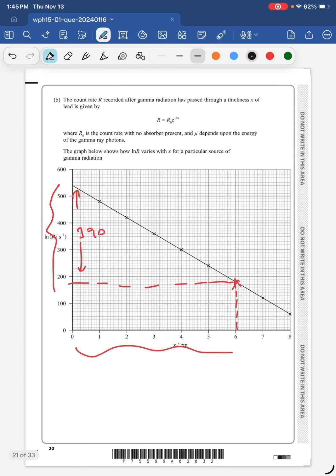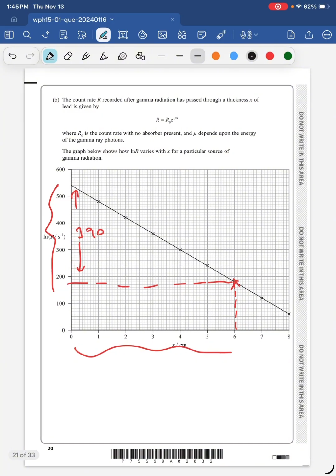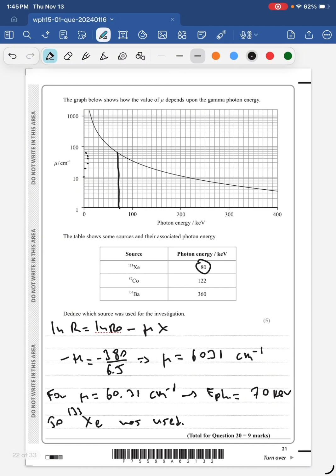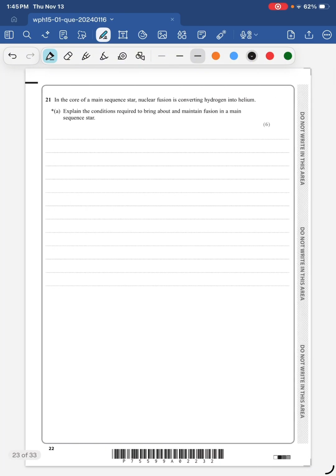I don't know, you can work out better these values here in the graph and find a different mu that will closely match the 80 keV of energy, but that's the idea. You find the mu from the graph, and then you use the value of mu to find the photon energy, and then you compare from the table. Okay, and let's move to question 21.